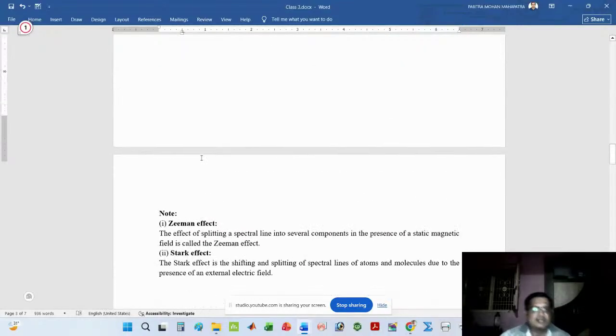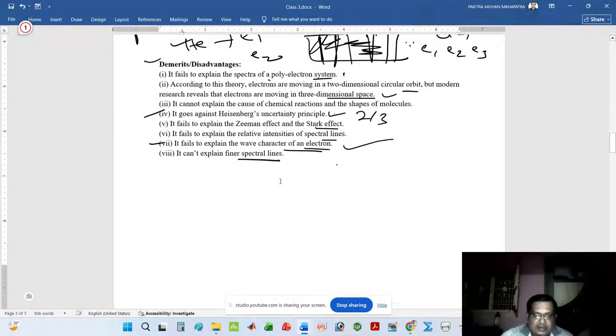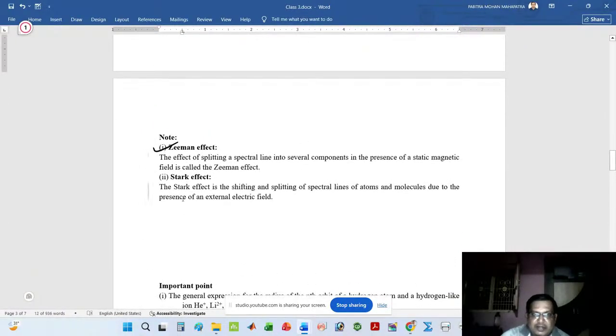Let me explain what the Zeeman effect and Stark effect are. Just a few moments ago I gave a concept, the Zeeman effect and Stark effect. It fails to explain the Zeeman effect and Stark effect. Let me explain what the Zeeman effect is and what the Stark effect is.